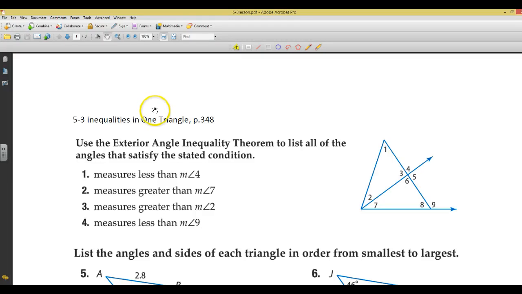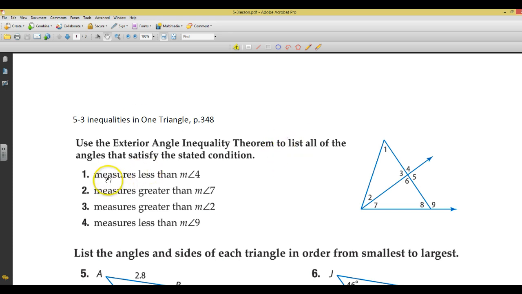This is lesson 5.3, Inequalities in One Triangle, starting on page 348. Use the exterior angle inequality theorem to list all of the angles that satisfy the stated condition. The exterior angle inequality theorem says that an exterior angle of a triangle will be greater in measure than its two remote interior angles.